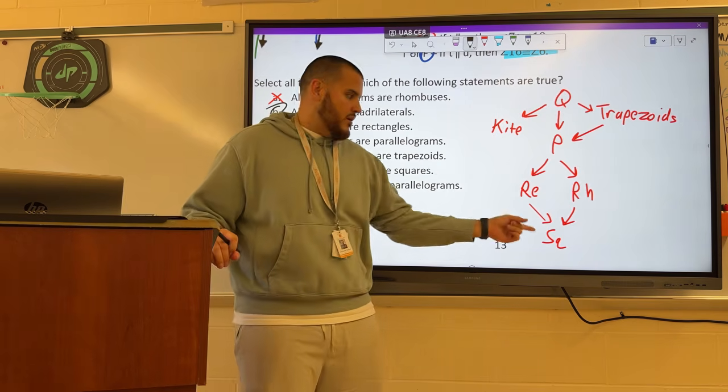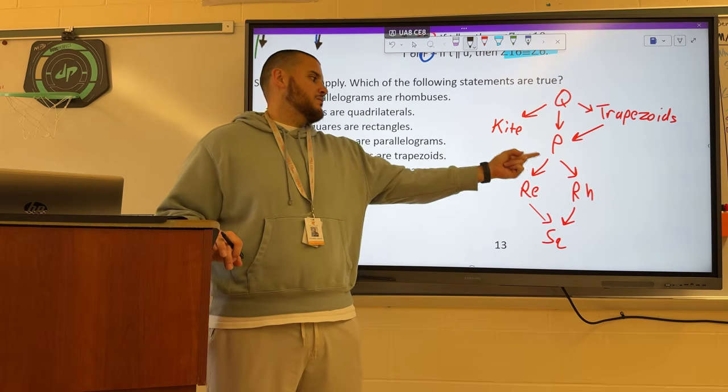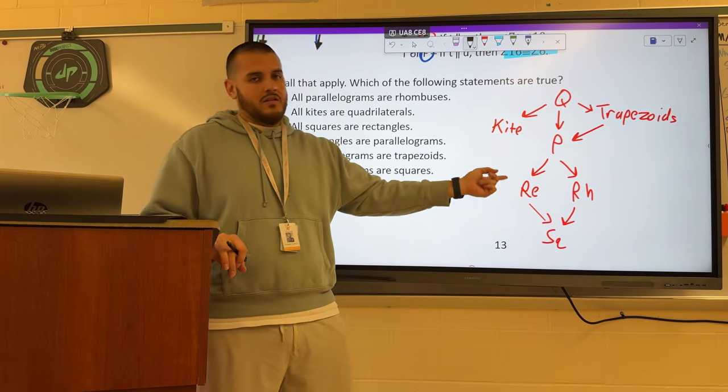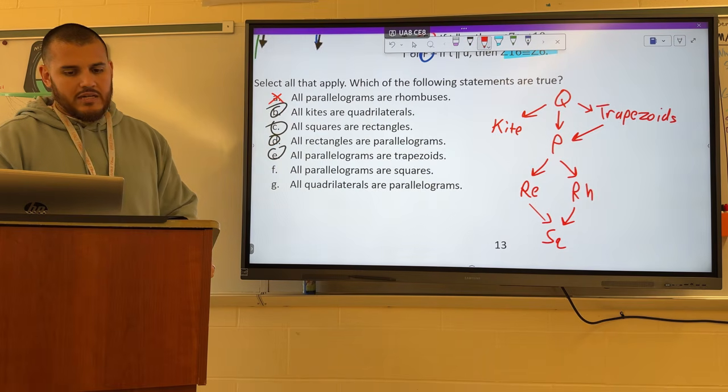Next, all parallelograms are squares. Again, no, it's the other way around. All squares are parallelograms. Some parallelograms can just be rhombuses. Some can just be rectangles. They don't all have to be squares. So that's not a true statement.